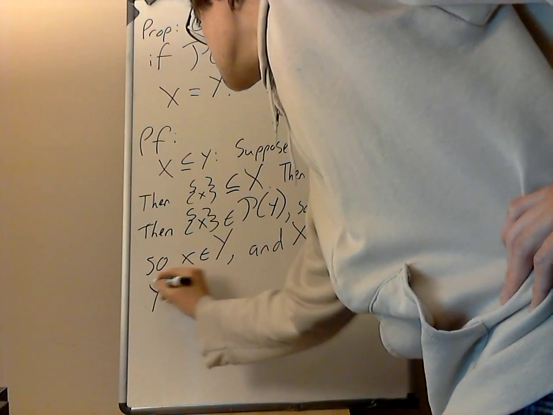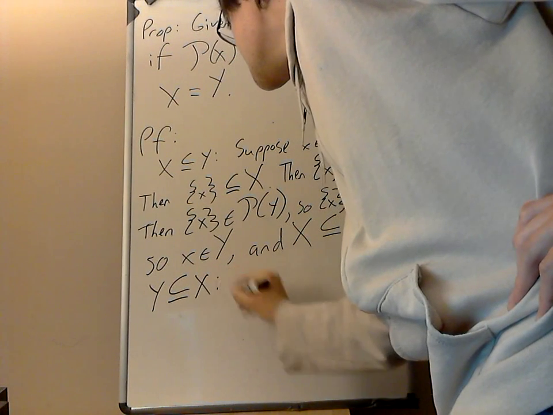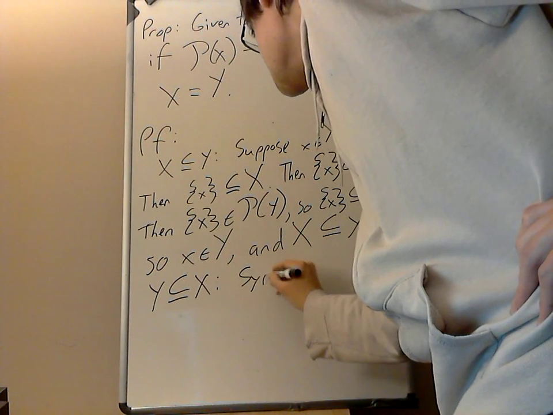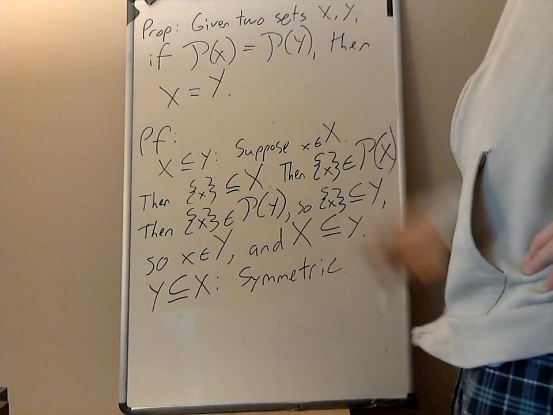Now, for the case where we prove that y is a subset of x, we notice that it's exactly the same argument, only flipped. So we can say symmetric.